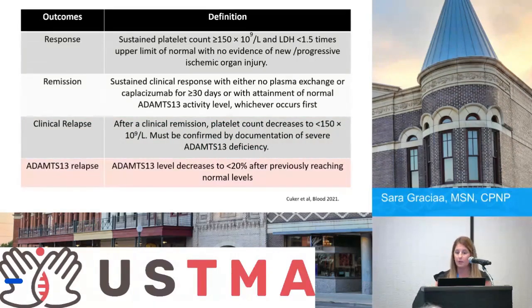Now, I do want to make a distinction again between clinical relapse and ADAMTS13 relapse. So ADAMTS13 relapse occurs after clinical remission, but typically before a clinical relapse. And it's when the ADAMTS13 level falls below 20%, but the patient has no clinical or laboratory evidence of TTP.